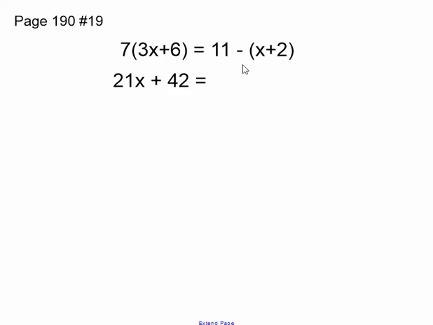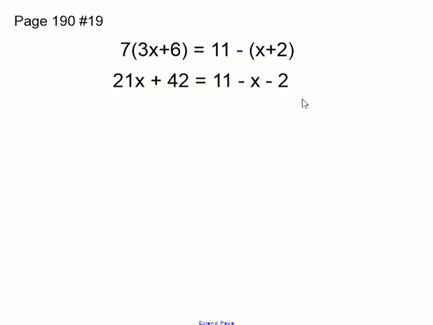On the right-hand side, I'm subtracting a quantity. This is the same as plus the opposite of the quantity, or plus negative 1 times the quantity. The important thing is that the negative is going to be distributed through and change the signs of all the terms on the inside. So this is going to become 11 minus x minus 2.